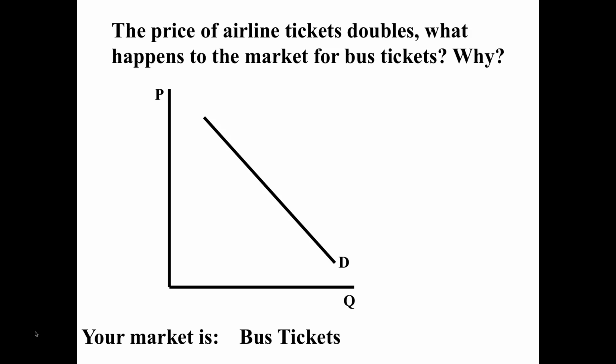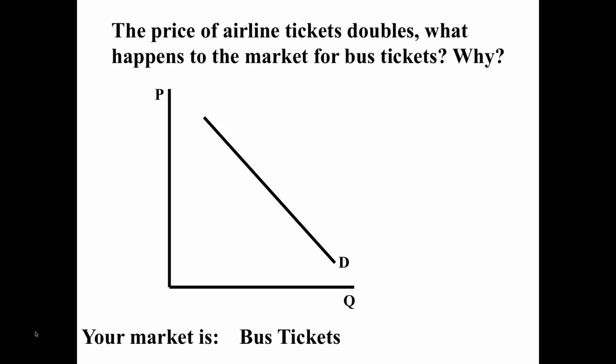What happens to the market for bus tickets and why? So that is the question. We want to go ahead and label our market. Our market is bus tickets. You could also put, by where you see Q for quantity, the quantity of bus tickets. But we definitely want to label our market. That's important because we've got to know what we're talking about.